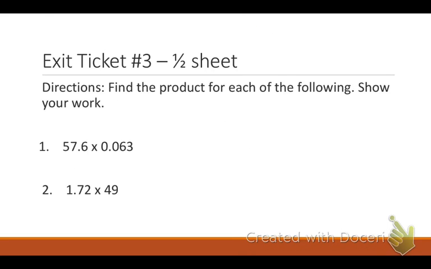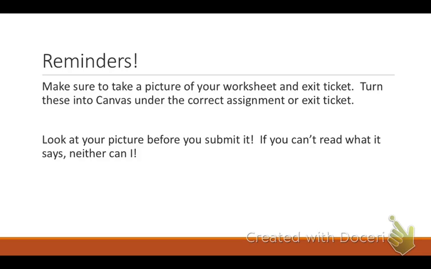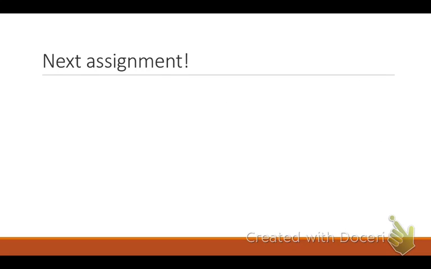Alright, now you're ready for your exit ticket, so hopefully you feel prepared. You're going to find the product and show your work and then bring it to me. I will grade it and give you some feedback. Okay. Make sure you take a picture of your notes, your independent practice, and your exit ticket in Canvas under the correct assignment or exit ticket, whatever it is. Okay, and look at your pictures before. If you can't read them, neither can I. And now you're ready for the next assignment.